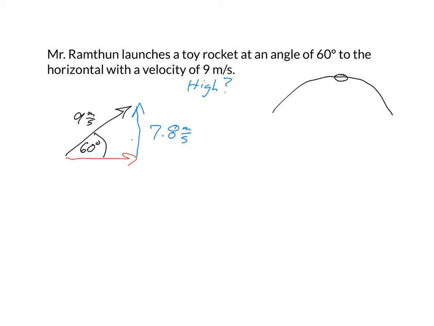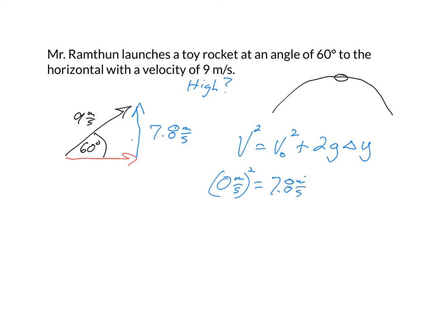So if I pull out VF squared equals VI squared plus 2A, which will be G, change in Y, I can solve for change in Y. I'm just replacing X with Y because we're in the vertical. So my final velocity is 0. I'm going to square that. My initial velocity I just did was 7.8 meters per second. Don't forget to square it.